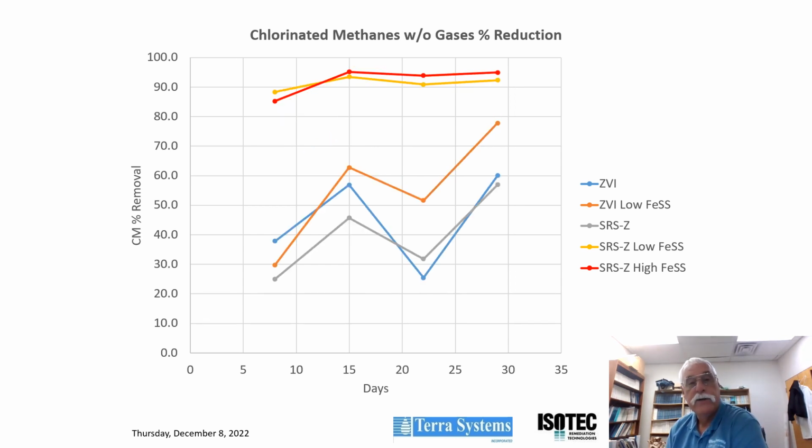The ZVI had average sum chlorinated methane removal of 45%, and the SRS Z a little bit lower at 40%. The addition of the ferrous sulfide to the ZVI increased the average chlorinated methane removal to 56%. With the SRS Z, with the emulsified oil and zero valent iron, and low ferrous sulfide, removal was up to 91%, and a slightly better improvement with a high ferrous sulfide solution of 5 grams per liter.